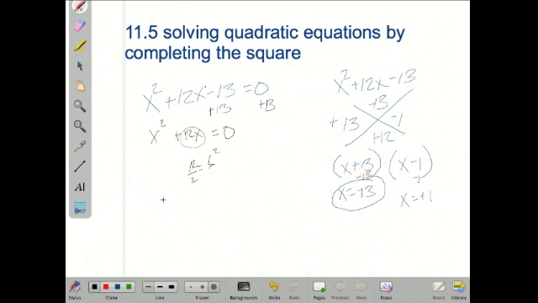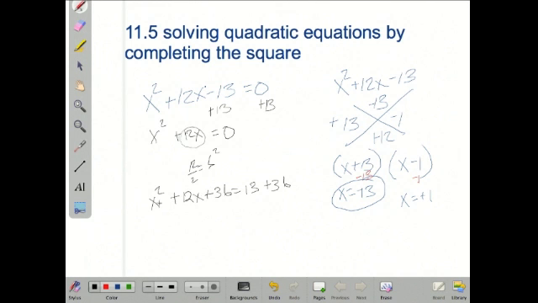And I'm going to do that to both sides. So x squared plus 12x, and I'm adding a 36, equals 13 plus 36. So I've added 36 to both sides, so technically I haven't changed the problem. I can do whatever I want to an equation as long as I do it to both sides. Fantastic. So I've done that.